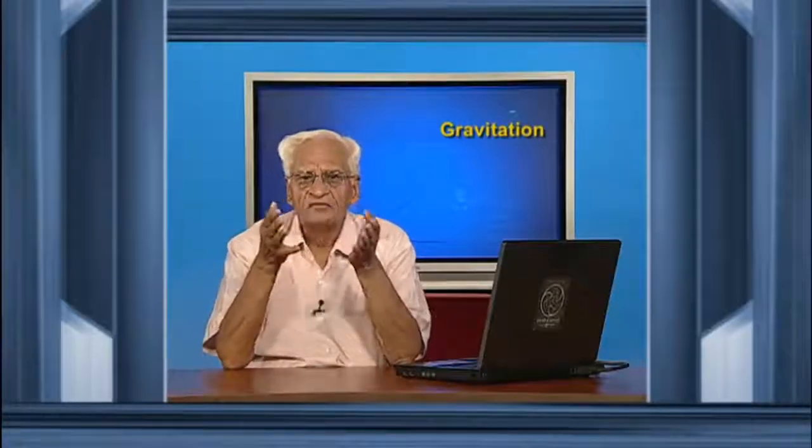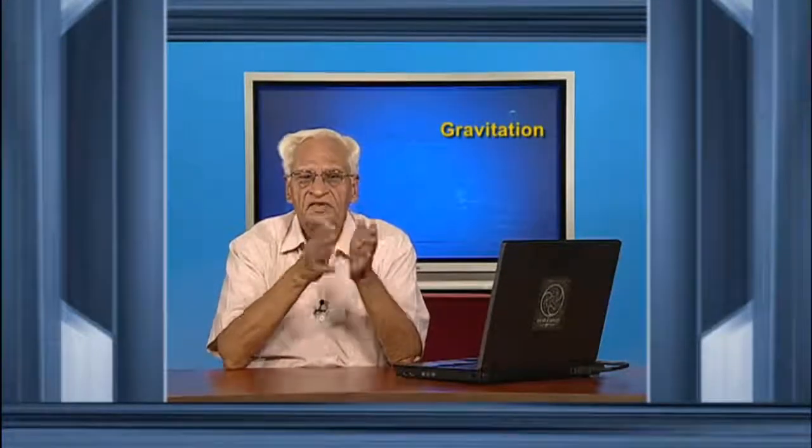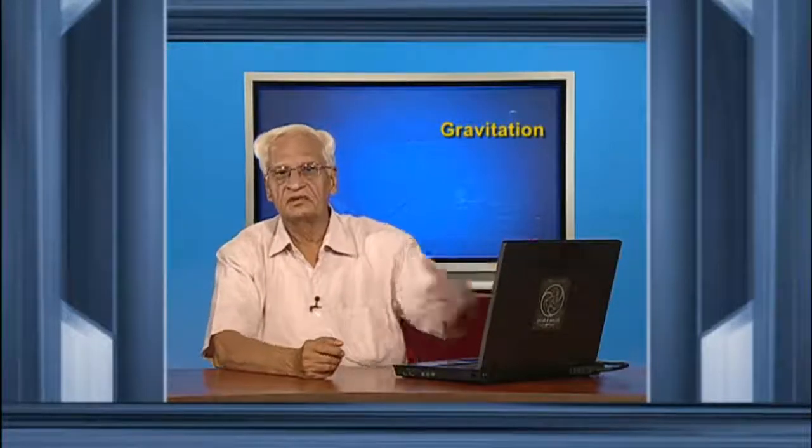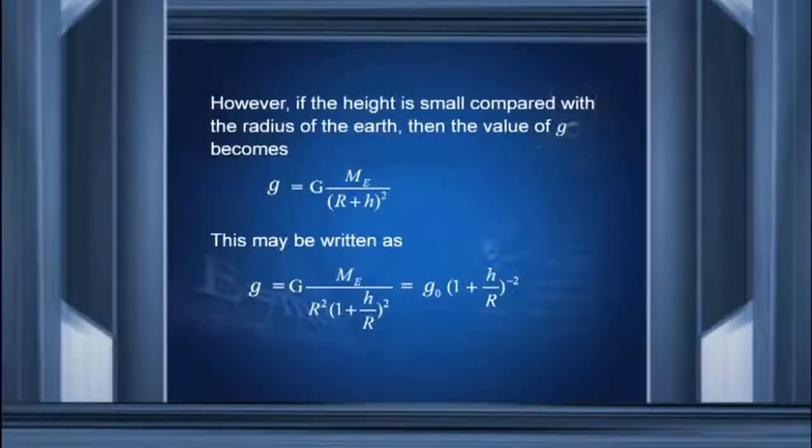However, if the height is very small compared with the radius of the earth, then we have a slightly different formula. We can write g as G M by (R plus h) squared, where h is the height from the surface. Therefore, R plus h is the distance from the center of the earth. We can take R squared outside and express it as 1 plus h by R squared, and if we use the binomial theorem, we can write g0 into (1 plus h by R) raised to the power minus 2, where g0 is G M by R squared.